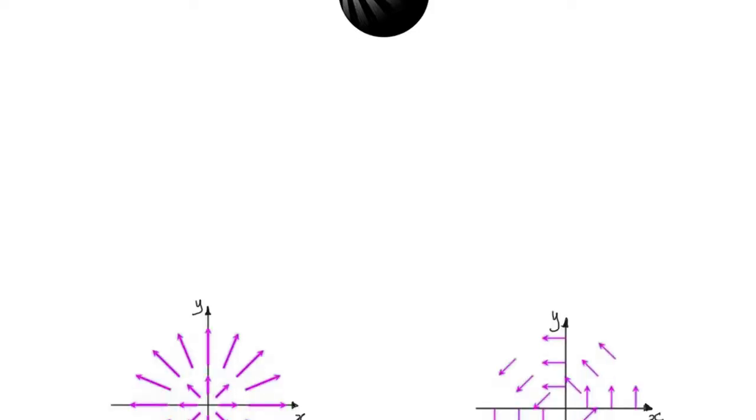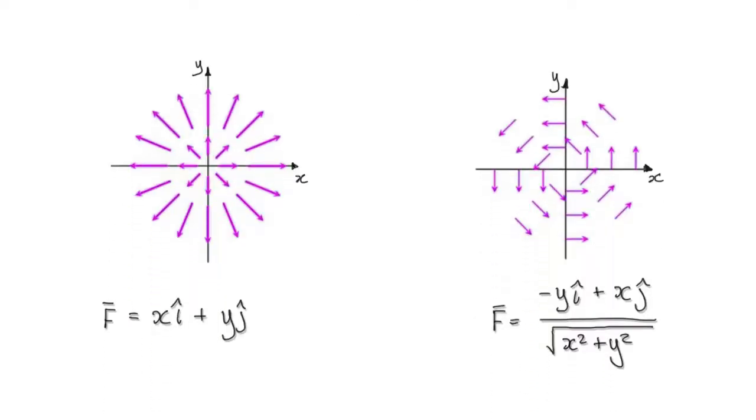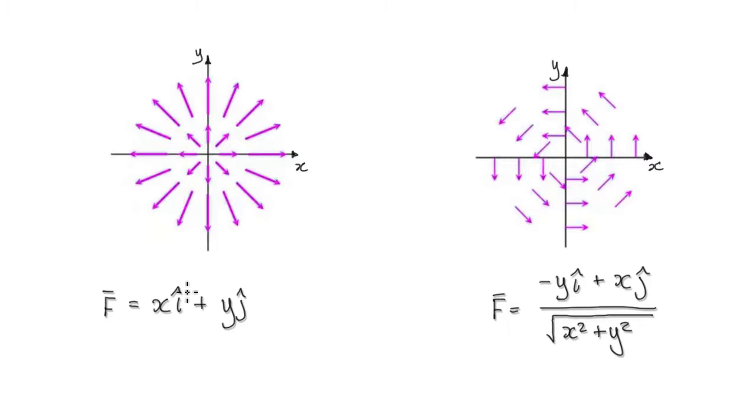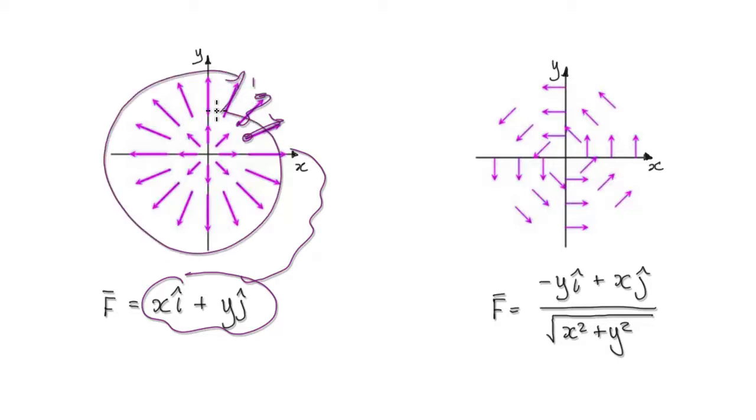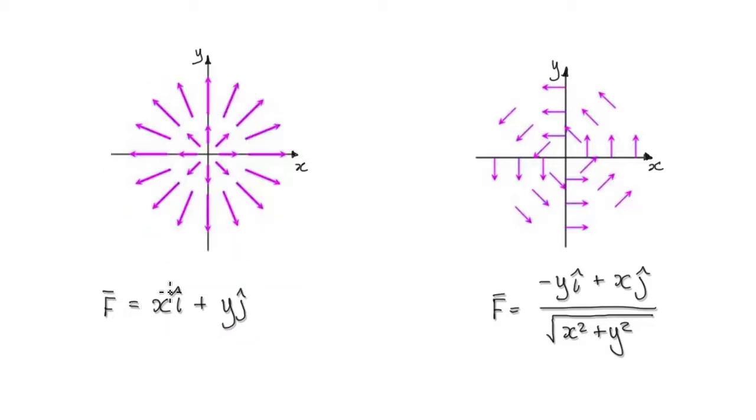Now we're going to move on to vector fields. With vector fields, you have some sort of vector function that will generate lots of vectors, and collectively these vectors will form a field. So for example, you've got this function here.